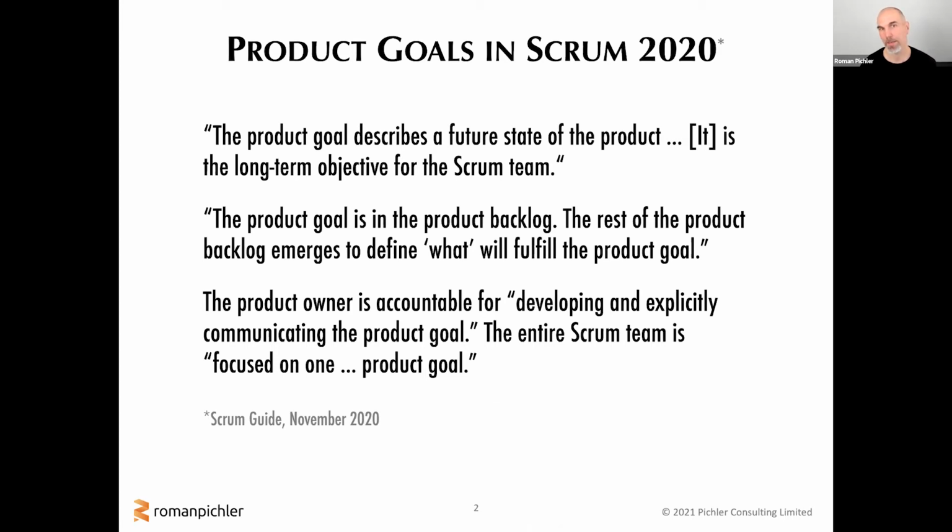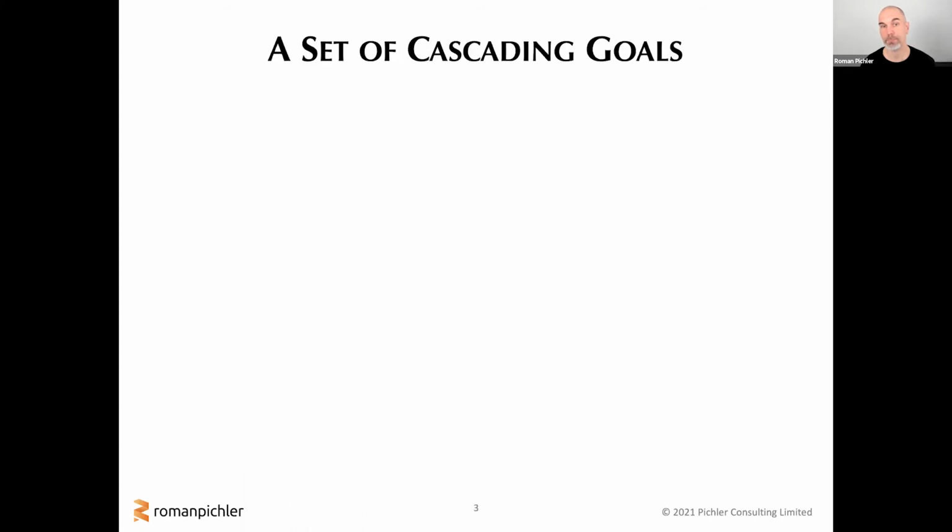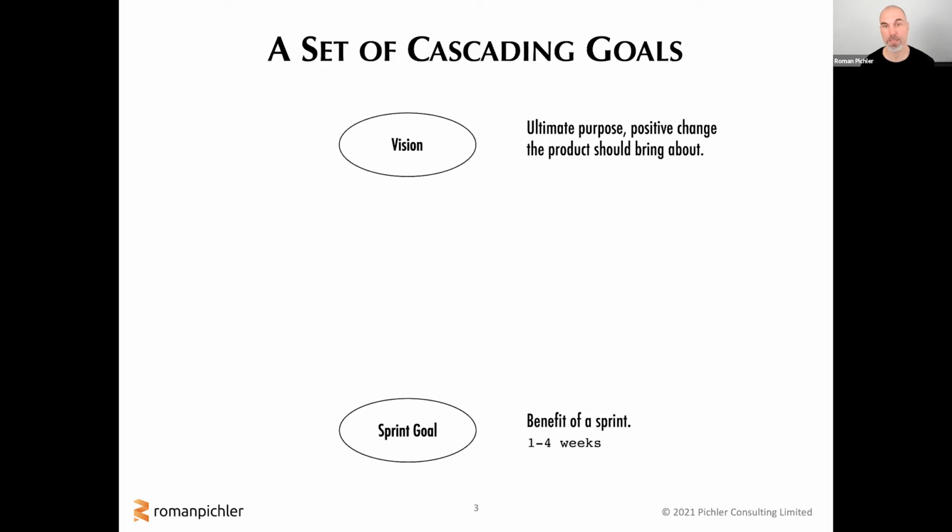When I first read the new Scrum Guide, and particularly the advice around product goals, I was quite excited, because I've been working with product goals for quite a while. It's great that the Scrum Guide recognizes that product goals can be useful, and that it can be useful to have something in addition to the vision. Historically, what we've had in Scrum are a sprint goal and a vision, and the vision isn't clearly defined and isn't really part of the Scrum framework. I think of the vision as the ultimate purpose of a product, the positive change it should bring about, but also something very long-term, 5 to 10 years.